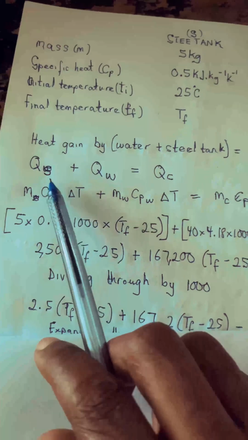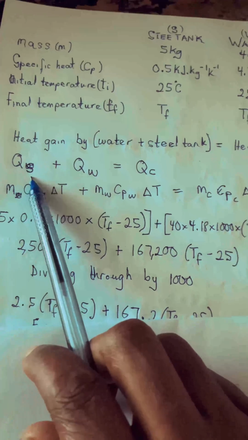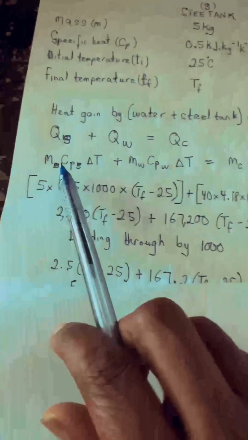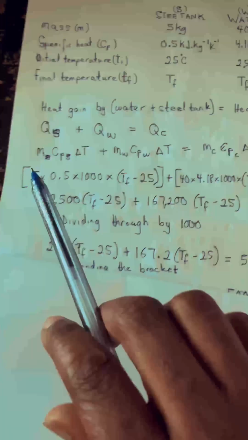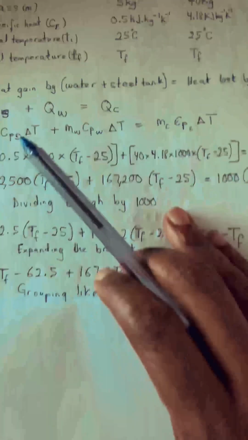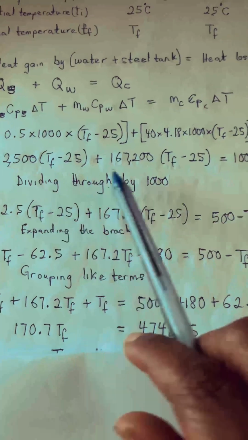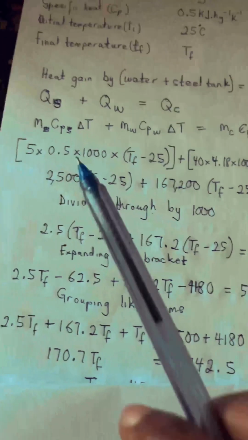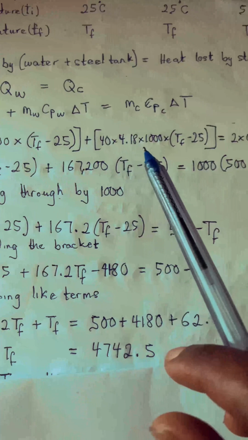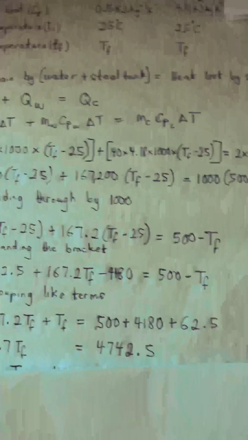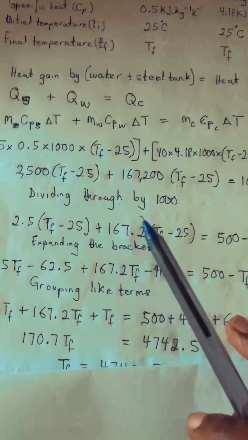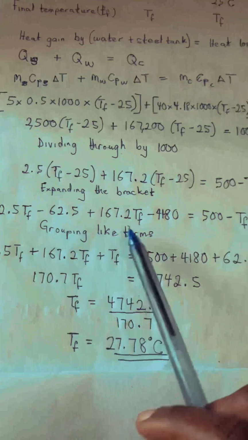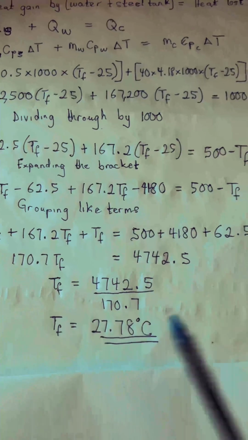So heat gained by the steel tank, I'm representing with QS, and heat gained by the water QW, and heat lost by the steel casting. So I write my equation, then I substitute in the values. Then the rest is just math. I divided through by 1000 just to make the numbers small and not huge. Imagine you're multiplying 40 times 4.18 times 1000 times 20. That's going to be a very big number. That's why I decided to divide through by 1000. You can choose to leave yours like that. And the next one, just group in times 0.5 plus this. Then I arrive at this.